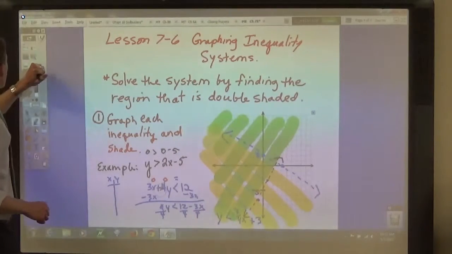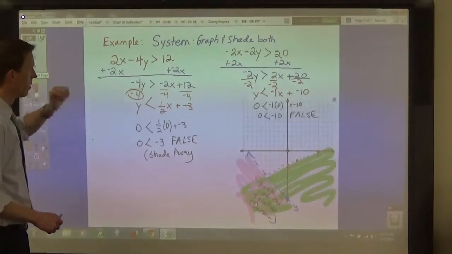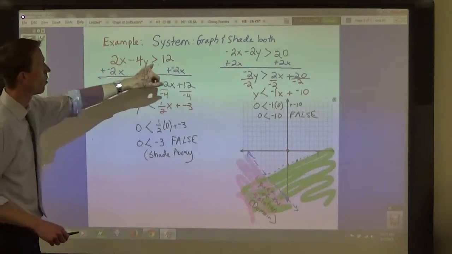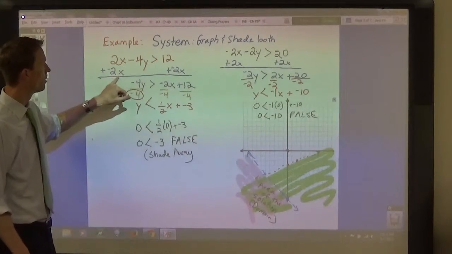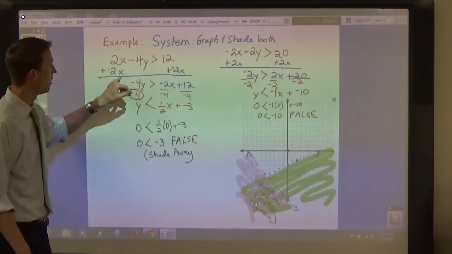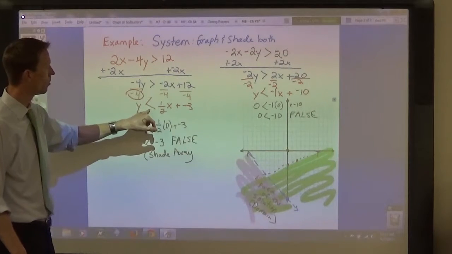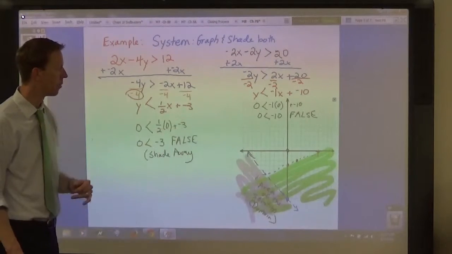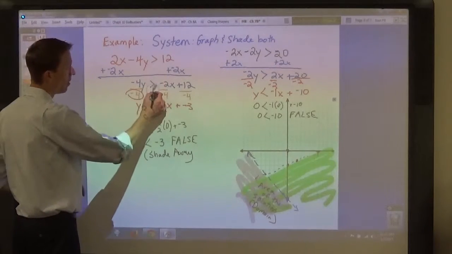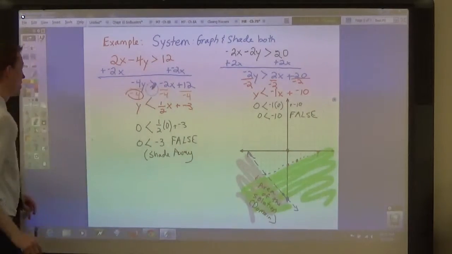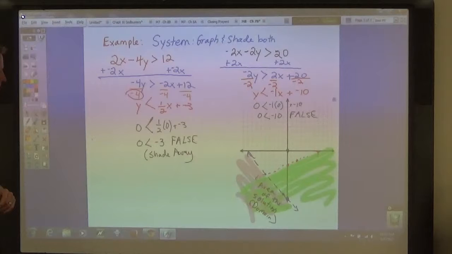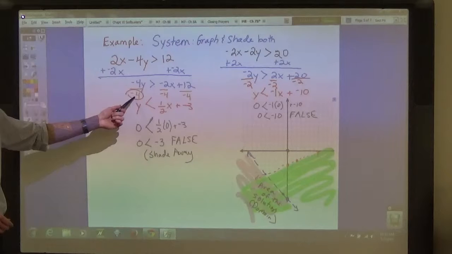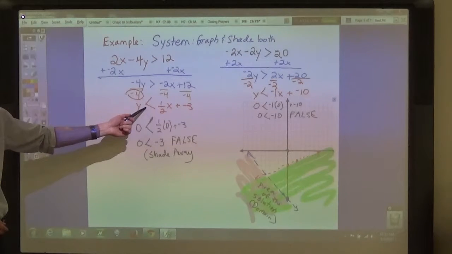That's what that shading means. Okay? Here's another one. 2x minus 4y is greater than 12. When we solve this, add negative 2x to both sides, and we find y is less than or equal to 1/2 x plus negative 3. What happened here? Why was the inequality greater than, and now it's less than? Because you divided or multiplied by a negative number. By a negative 4. So we have to flip the sign.